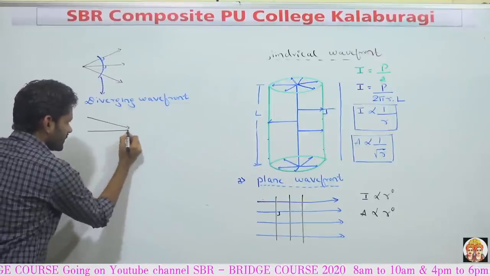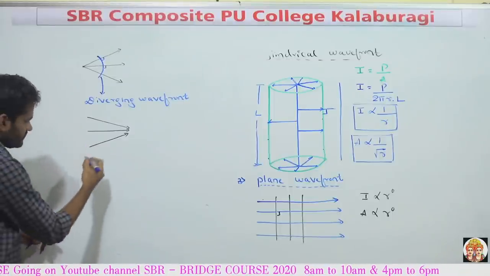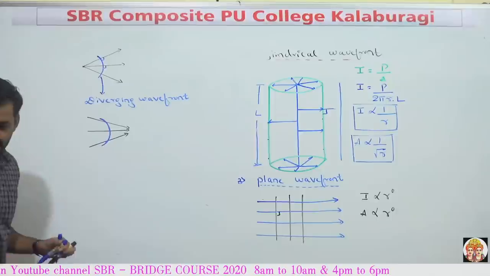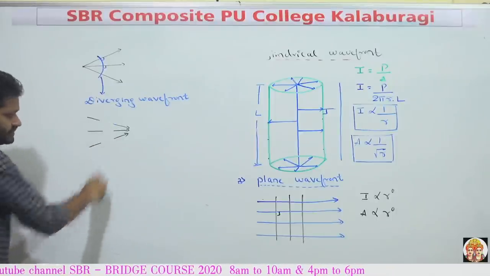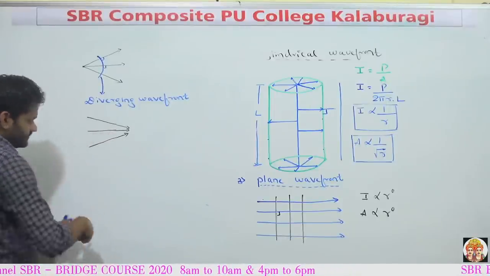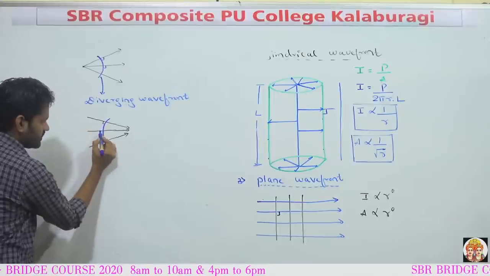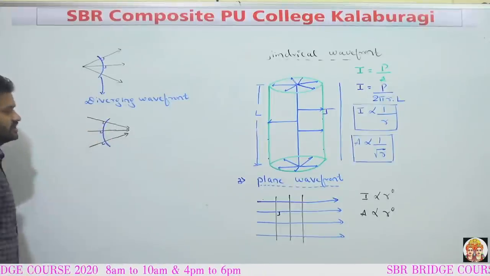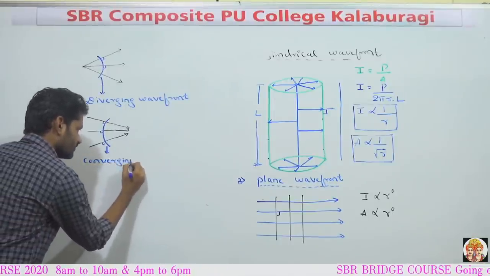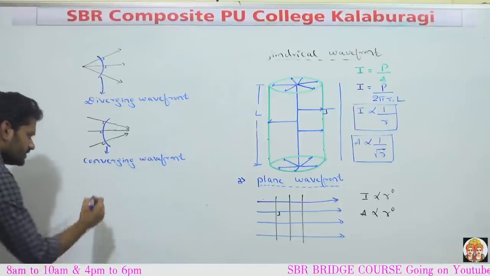If rays of light are converging, in this case the wavefront will be like this. So the 90 degrees should come now. These are converging rays. Now the wavefront, the angle between this wavefront and the ray is how much? 90 degrees. And this wavefront is called a converging wavefront.